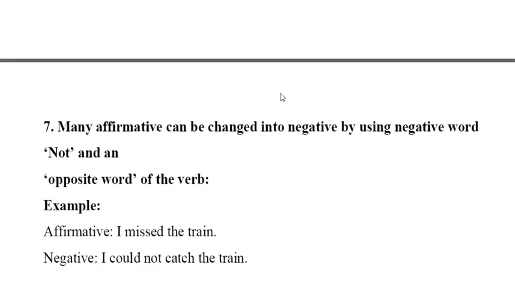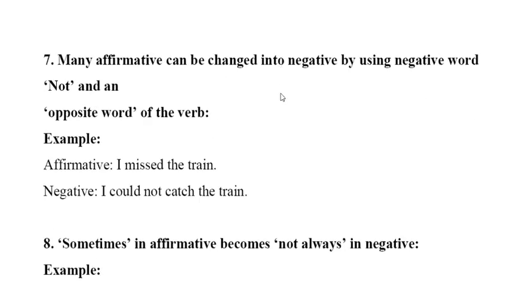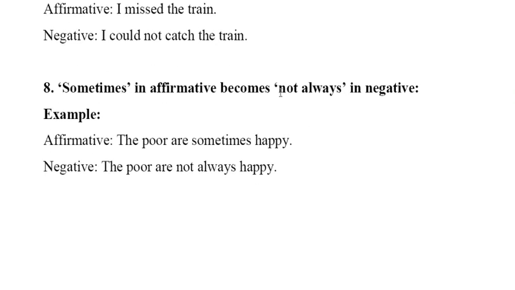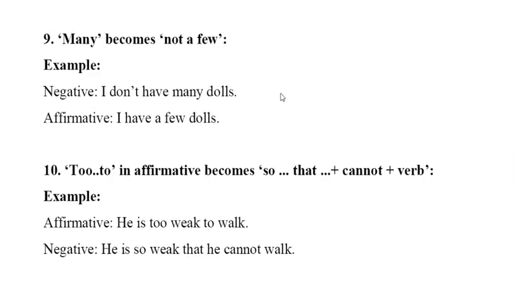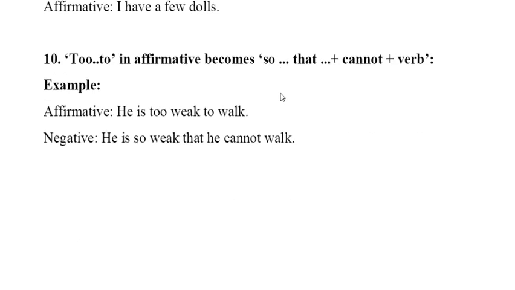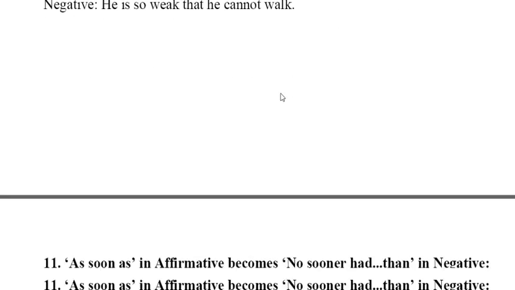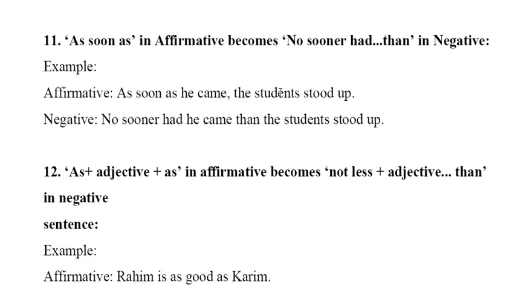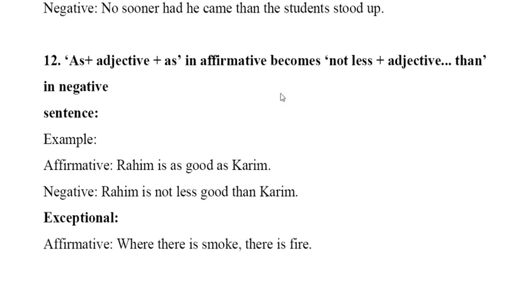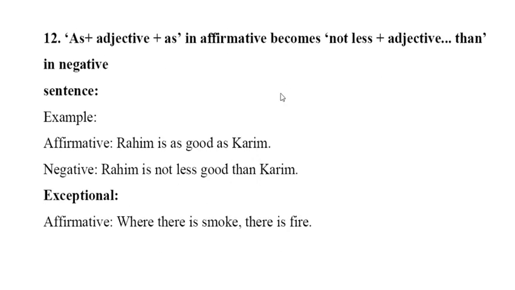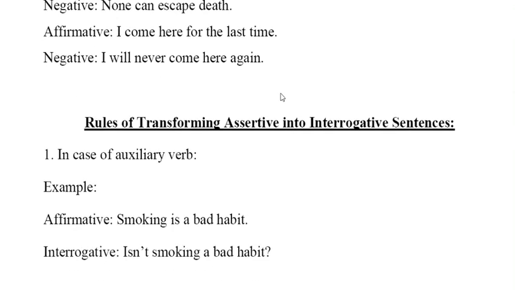And there are some peculiar rules, like sometimes it is changed by taking the negative word and the opposite of the word. Sometimes, not always. Many will be not a few. Too would be so that plus cannot. As soon as will be no sooner had. As adjective as would be not less plus adjective than.